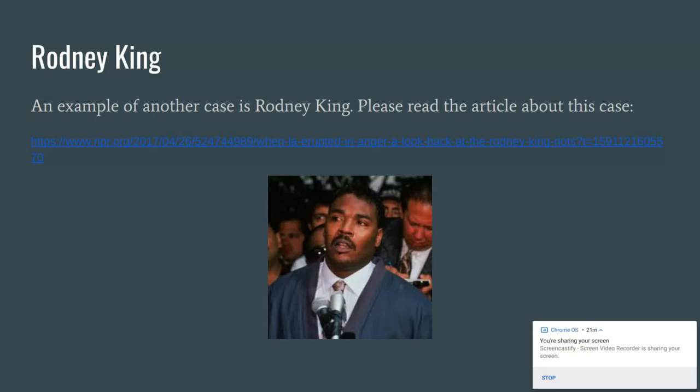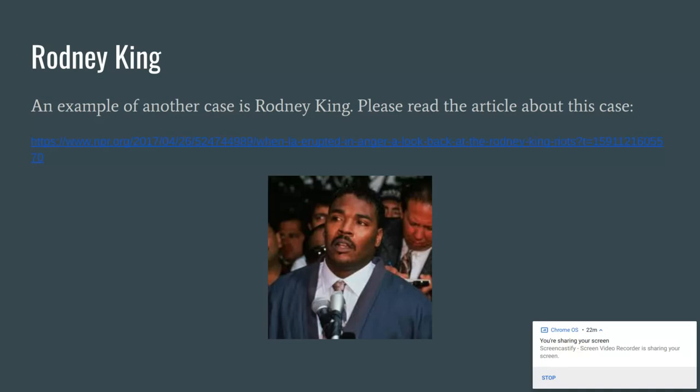If you read the article, it tells you a bit more about it. It shows you some pictures of Rodney afterwards. And it speaks about the repercussions for the police officers. There were none. They were acquitted. There were videos of it happening. So there was so much evidence of it happening, yet they were not charged. They went to court. They got away with it.